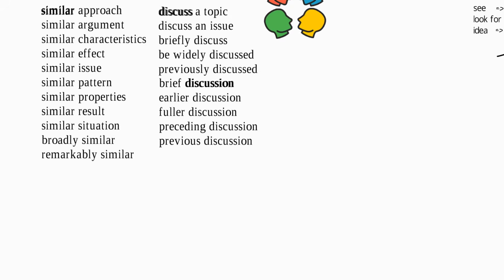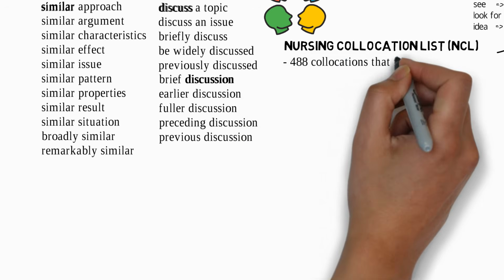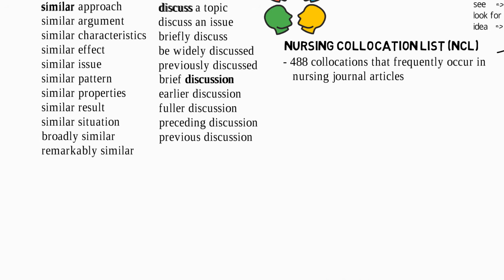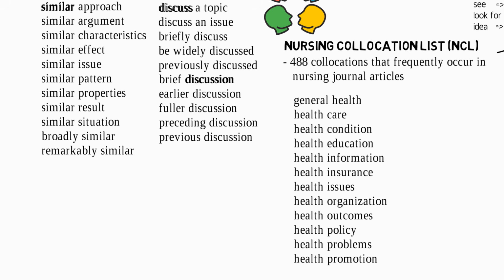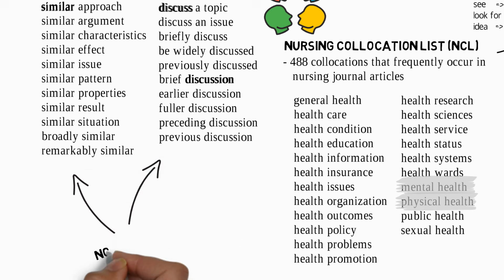Multi-word lists also have some subject-specific academic word lists. An example is the nursing collocation list, which is 488 collocations that frequently occur in nursing journal articles. So for example, I won't read all of these, but these are the examples for the word health. It's interesting that actually only 2 of these, mental health and physical health, also occur in the ACL, while none of the other collocations we just saw with similar, discuss and discussion actually occur in the NCL. And that's of course the reason why researchers develop these lists, because they are more useful for specific subject areas than general academic lists.